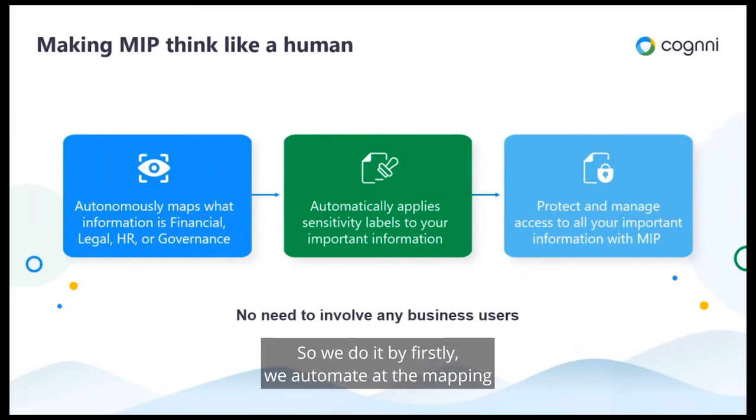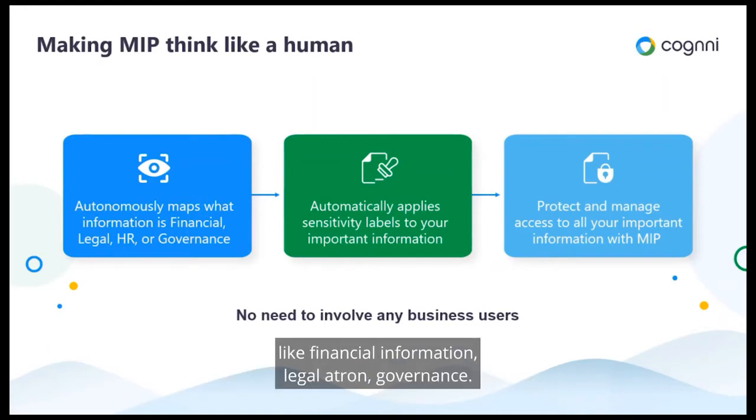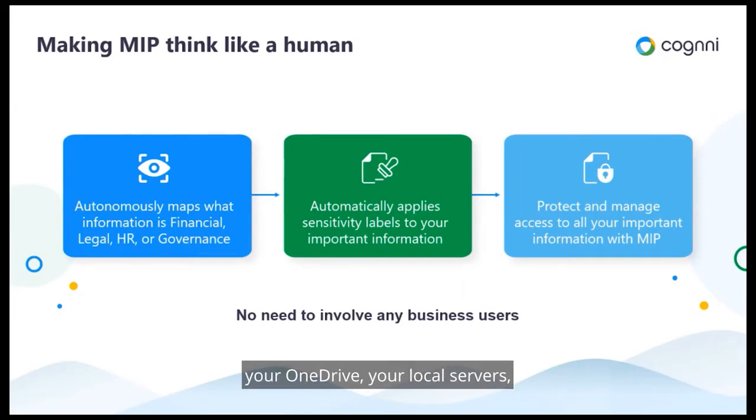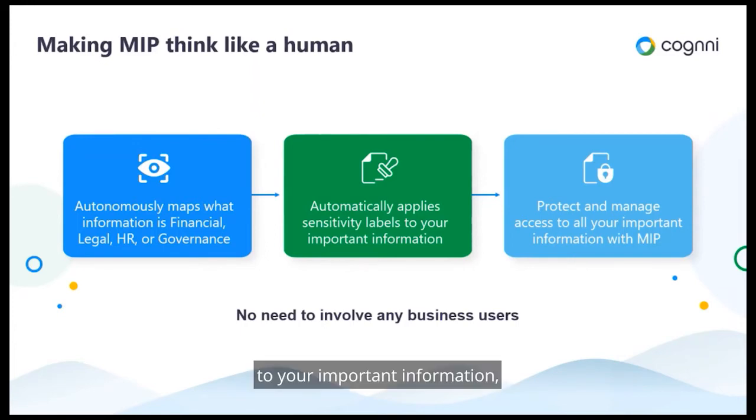So we do it by, firstly, we automate the mapping of your important information. So autonomously, we map important information like financial information, legal, HR, and governance. We understand inside Teams, SharePoint, your Exchange, your OneDrive, your local servers. We understand where the information is and what that information is. And once we do it without any involvement of the business users, now we automatically apply those specific sensitivity levels to your important information. So you will be able to protect and manage the access with MIP to all your important information.